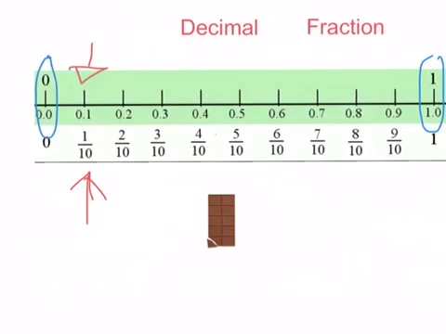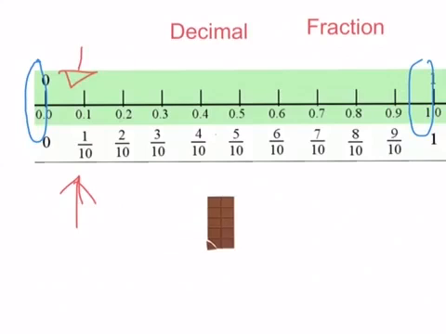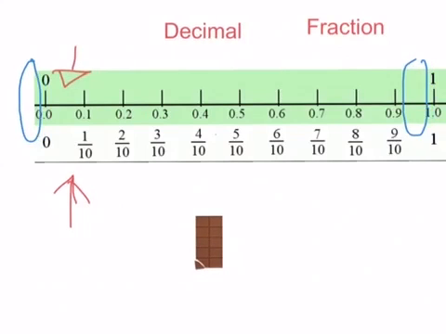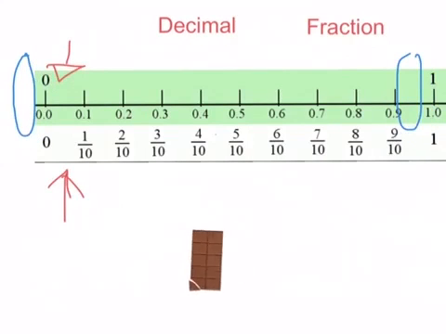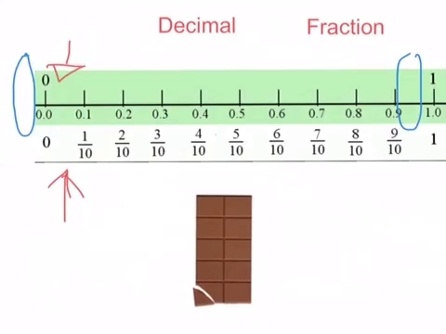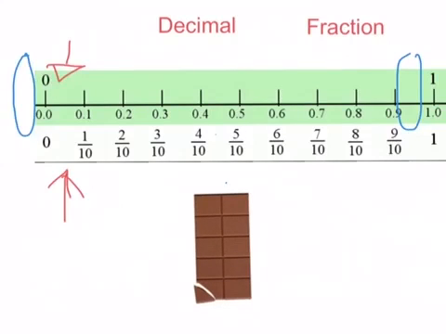Imagine we go back to our chocolate bar. So if we've got our chocolate bar here, if there's two of us and we're being fair, we'll have half each. So you'll have 5 bits and I'll have 5 bits. And hopefully you will know that that can be represented as a fraction as a half.